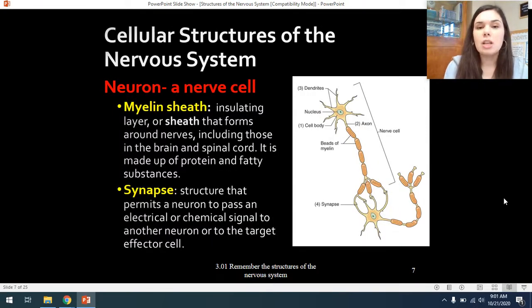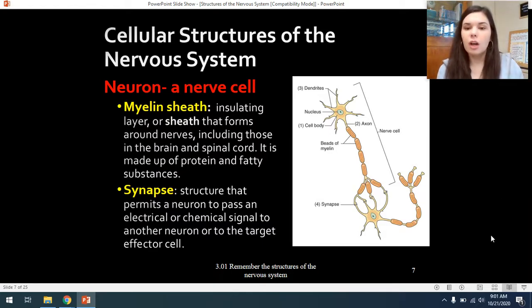The myelin sheath is an insulating layer that forms around the nerves, and it includes those in the brain and the spinal cord. It's made up of a protein and a fatty substance. If you're looking at our little neuron over here, we have the dendrites coming off the end. Then we have the axon, which is this long thread-like part here. And we have these little beads of myelin that wrap around the axon. Then at the other end, you have these three branches that come off, and those are your synapse.